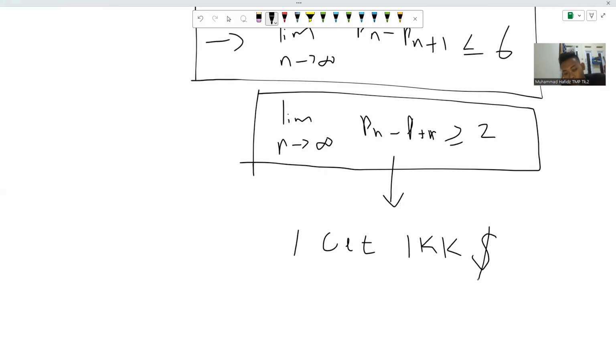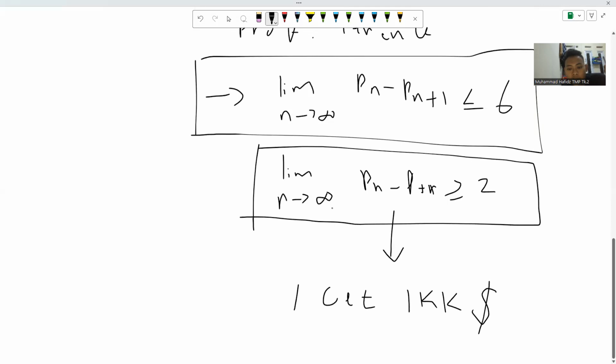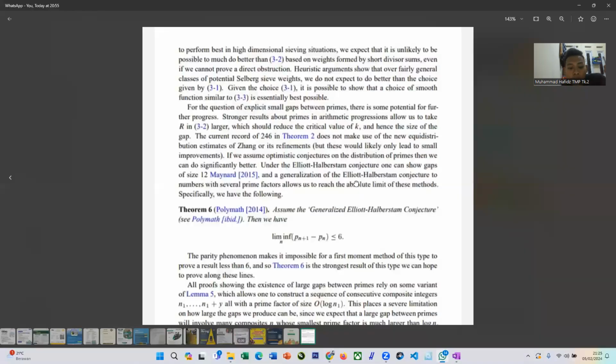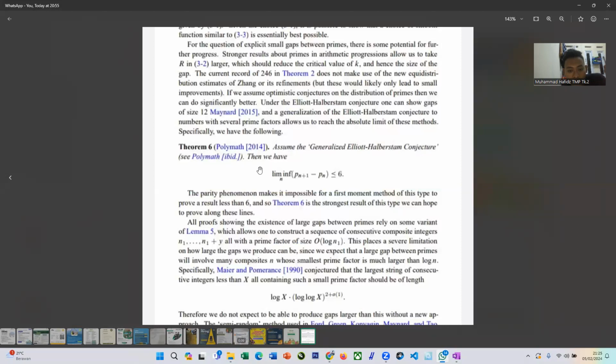But until now, nobody can prove this problem. If we want to make this formula go down to 2, we have a problem. I will show you where the problem is. Okay, you can look at this. The Polymath project assumes the generalized Elliott-Halberstam conjecture, with the limit as n goes to infinity of p_n minus p_{n+1}, the same.